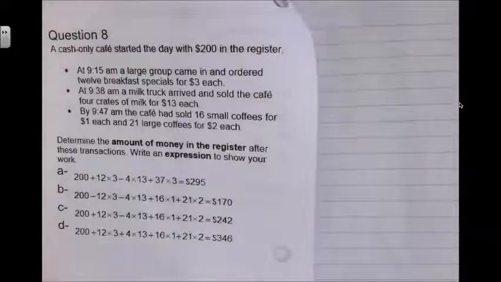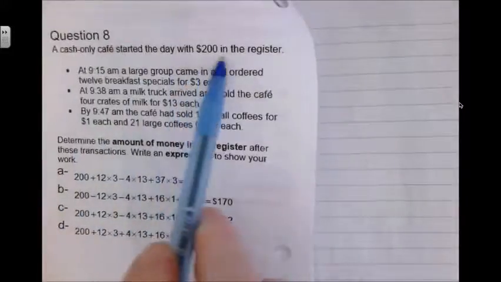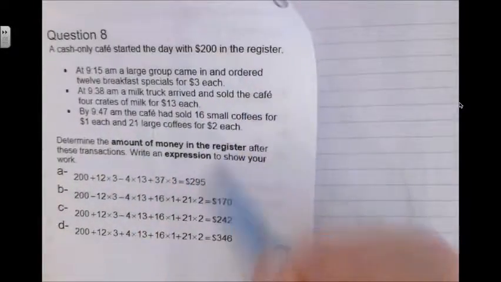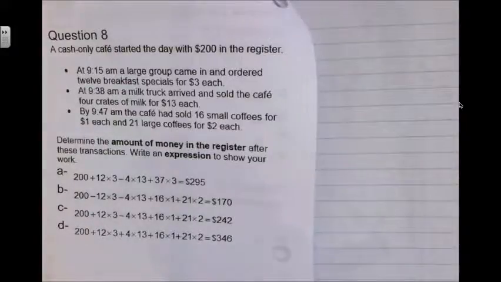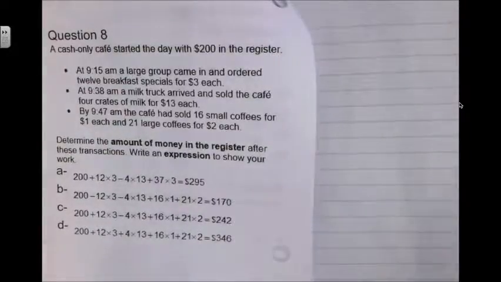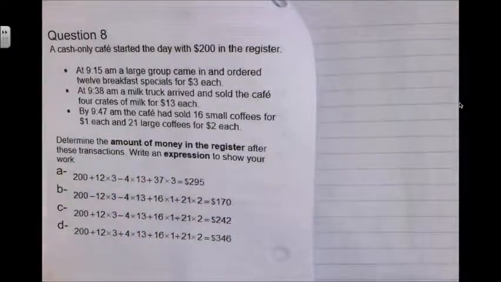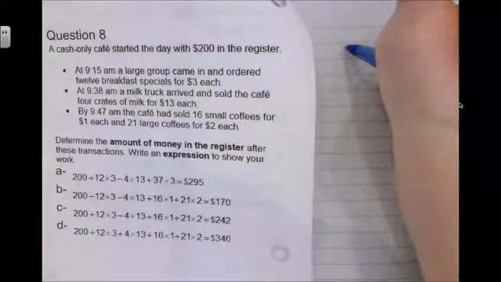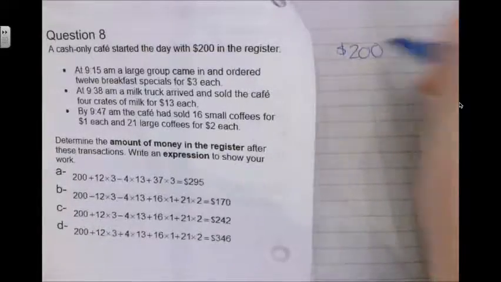Okay, so if you need to pause it and read it to see what I'm talking about, we're looking at the cafe, starting with $200 in the register, and at the end you want to know the amount of money in the cash register. Okay, so that might be confusing for whether you're supposed to be adding or subtracting. So we're going to see if we're adding or subtracting from the cash register for each one. So we start out with $200.